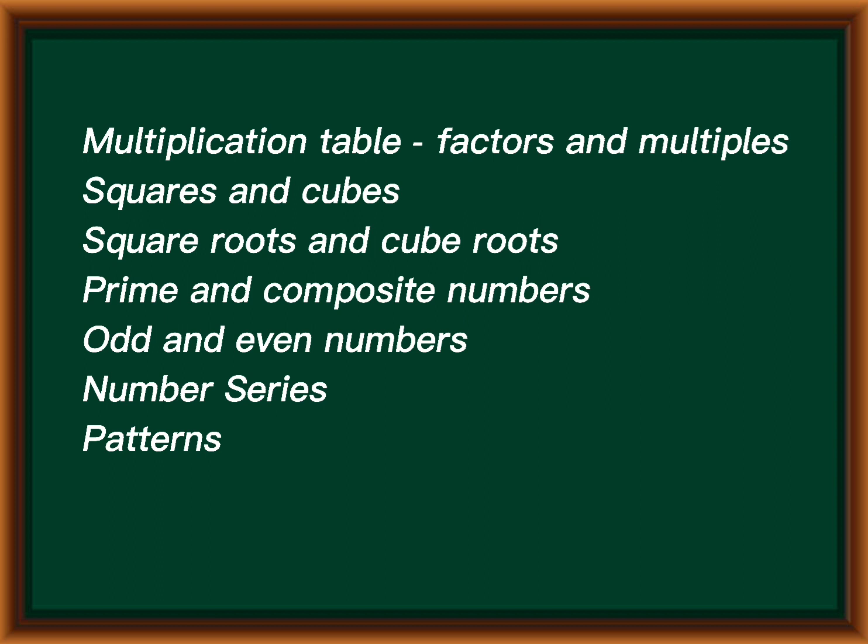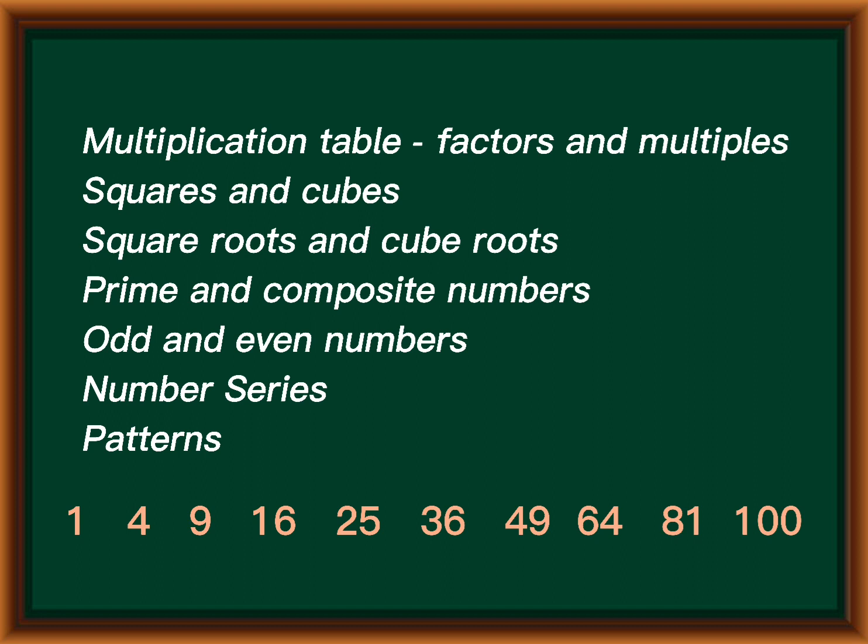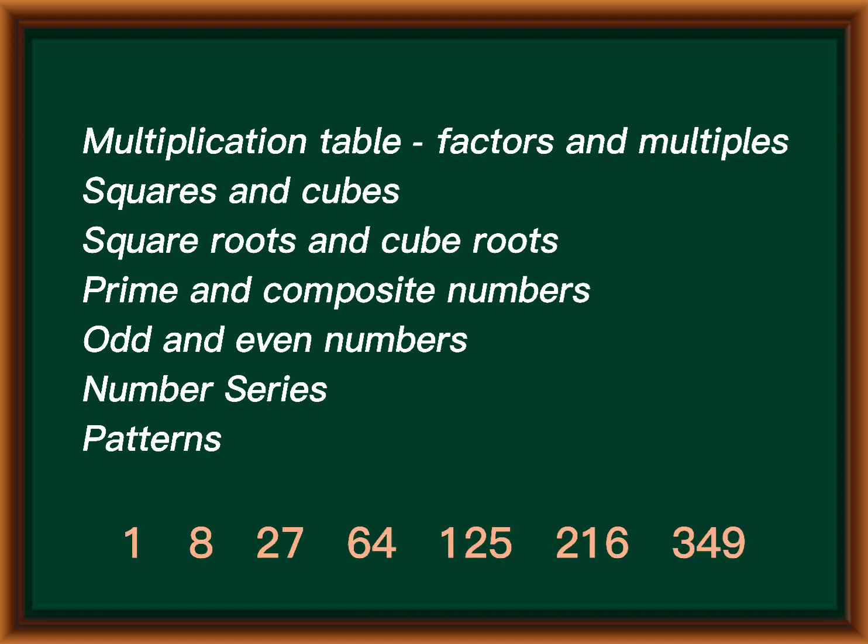Next are the squares and the cubes. For example, the square of 1, that's 1 times 1 is 1. The square of 2, that's 2 times 2 is 4. The square of 3, that's 3 times 3 is 9, and so on. The cube of 1, that's 1 times 1 times 1 is 1. The cube of 2 is 8, that's 2 times 2 times 2, that's 8, and so on.